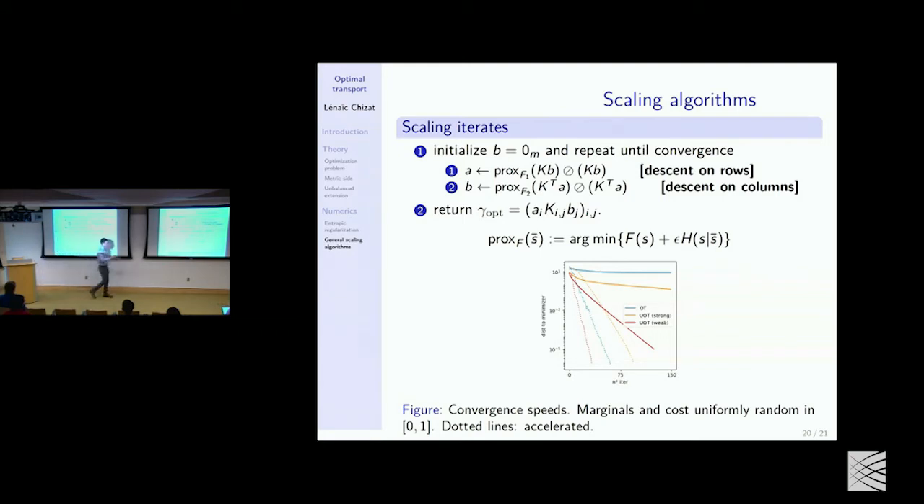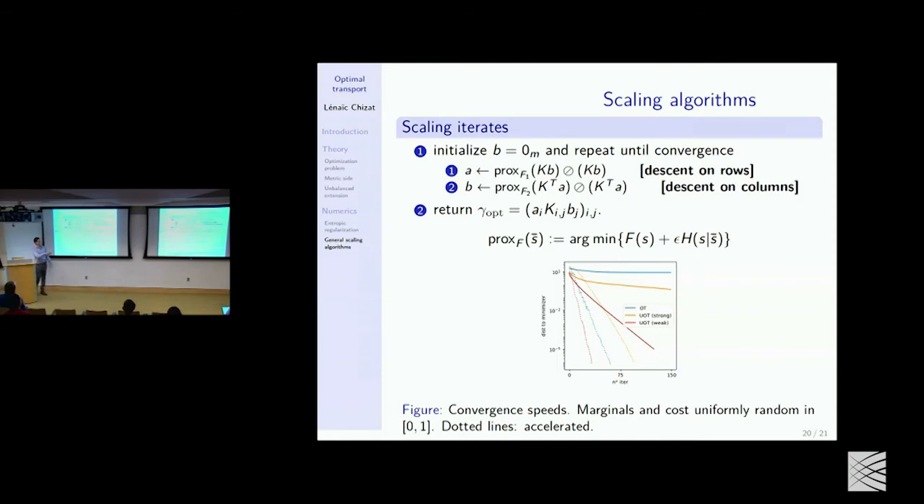You don't need to see the details, but it involves an operator called the proximal operator. It is a generalization of gradient descent in a more stable fashion. Essentially, you can understand this algorithm as a descent on the rows and a descent on the columns, alternating in the same way as Sinkhorn, but in a generalized way. And here again, we have convergence guarantees on this algorithm.